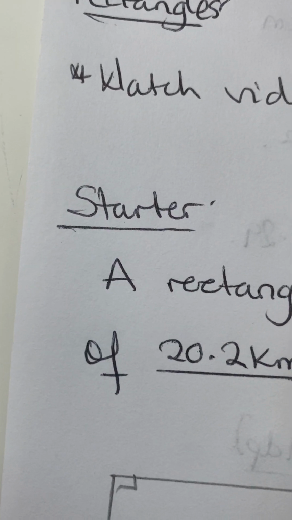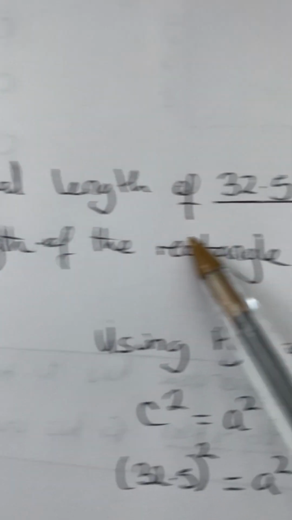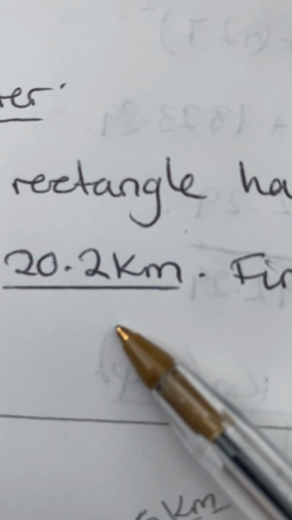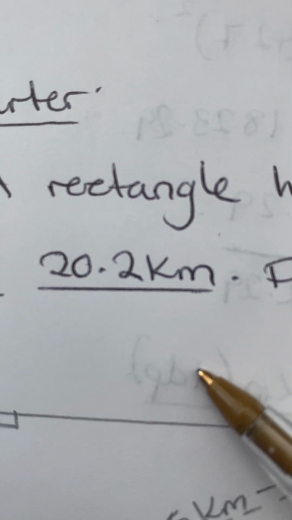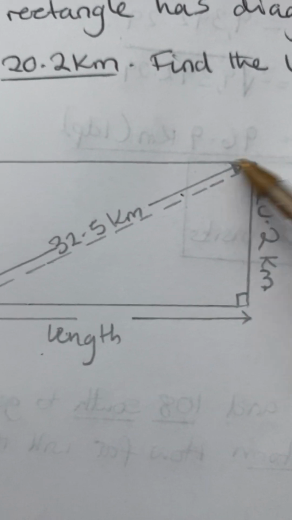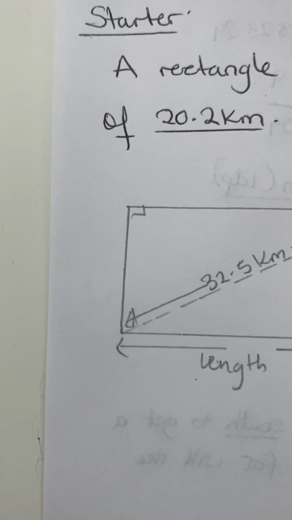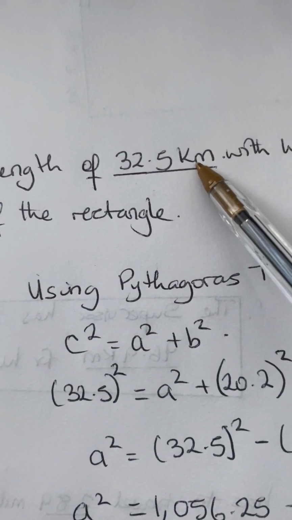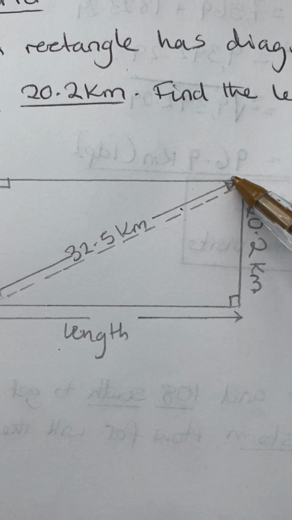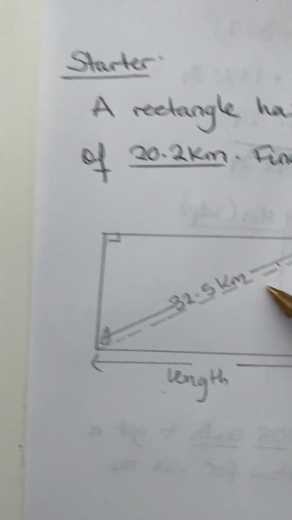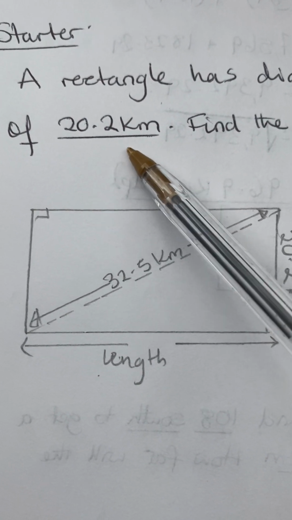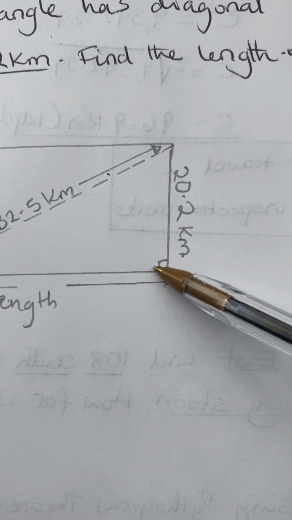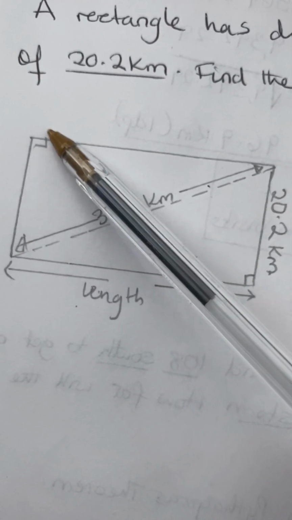Our starter for today: a rectangle has a diagonal length of 32.5 kilometers, with a width of 20.2 kilometers. This is what we were doing yesterday. Find the length of the rectangle. All my diagrams are not to scale. It has a diagonal length of 32.5, so from there to there is 32.5 kilometers, and the width is 20.2 kilometers here. They've told you it's a rectangle, and you know the corners are 90 degrees, right angles.